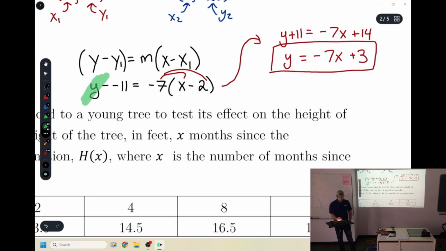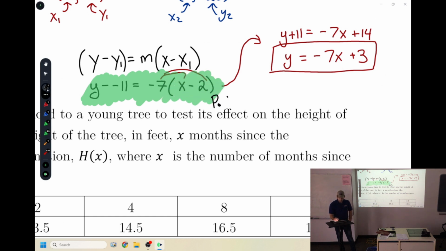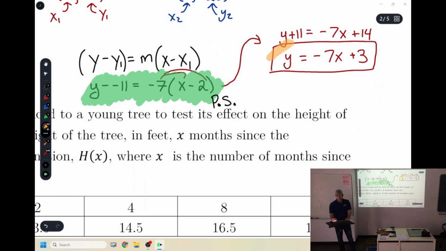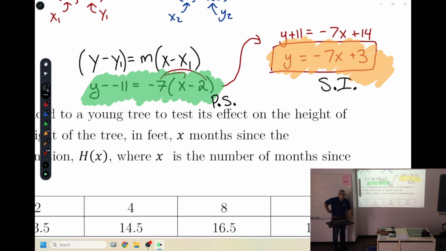This form has a name. I'll abbreviate it most times, but it's called point slope form. And I'll change the color real quick. This form has a name, and it's the one they asked for in the problem statement. What was the name of that one? Slope intercept form, and I'll usually just write that underneath.